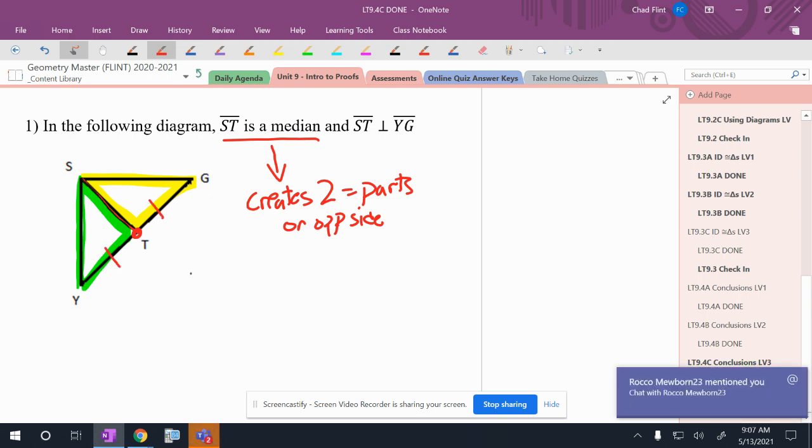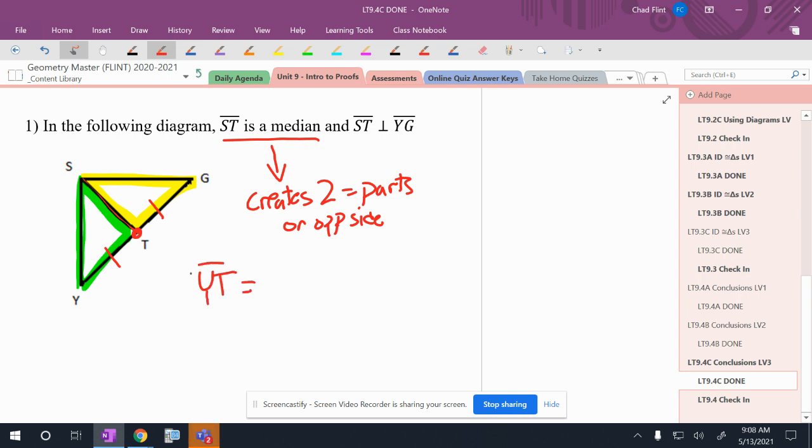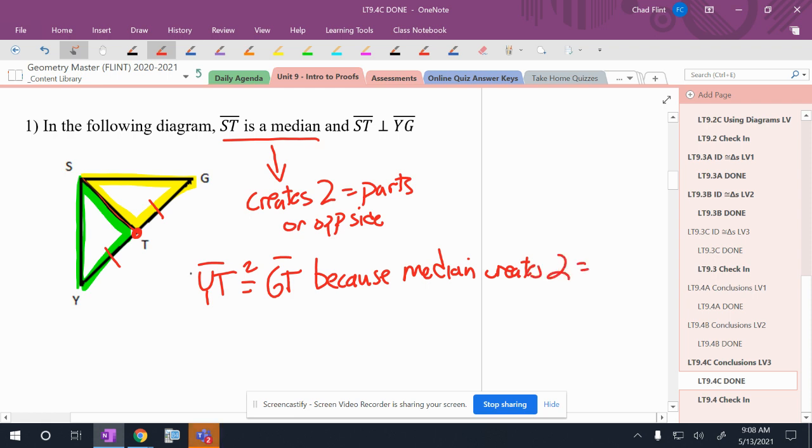I'm going to write a statement, and I'm going to put my statements underneath here. That's going to tell me YT is congruent to GT, because median creates two equal parts. Again, it doesn't have to say exactly what mine says. So let's go to the next piece.